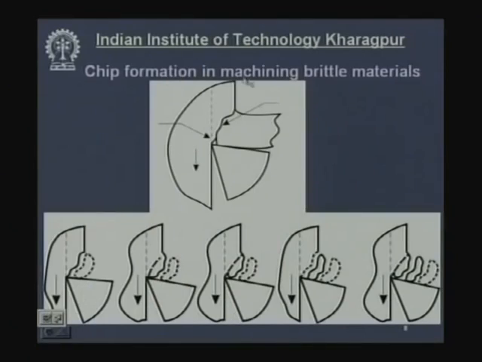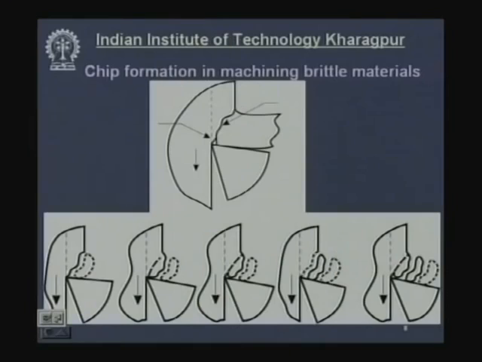Now, come to chip formation in machining brittle materials. It is a different process. Chip formation is a permanent deformation process, whether it is ductile or brittle, because it is a failure, permanent deformation of the work material in the form of chips. Ductile materials are formed by what is called yielding or shear, but brittle materials are formed by brittle fracture. So, there are two basic mechanisms, yielding and brittle fracture.